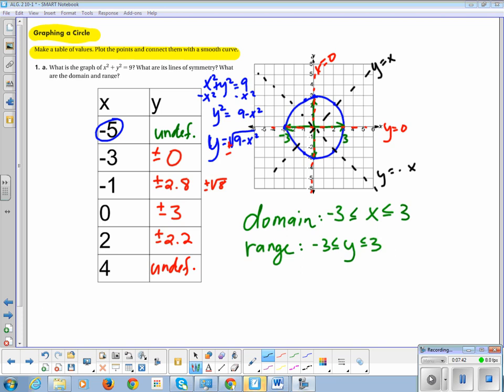What about this line right here? We have an infinite amount of lines of symmetry because a circle, as long as you're going along its diameter, you're going to have a line of symmetry.